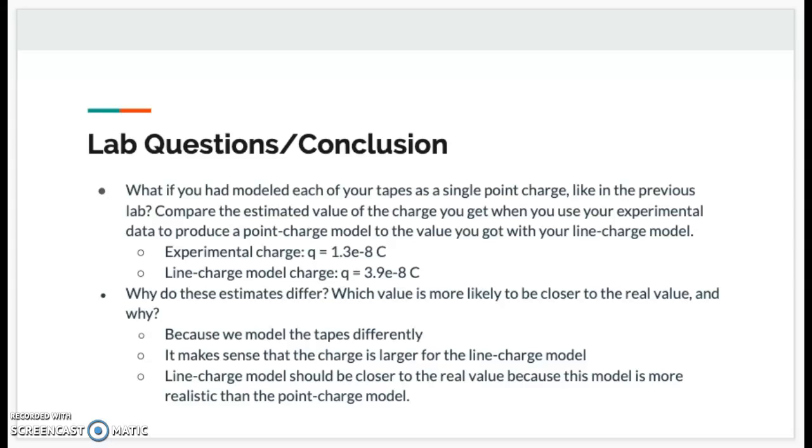The line charge model should be closer to the real value for the charge because this model is more realistic than the point charge model. In reality, the tape's charge is spread out across its entire surface, so modeling it as a collection of point charges spread in a line, despite not being a perfect model, is more accurate than modeling it as one single point charge like we did in Lab 1 and in the experimental section.